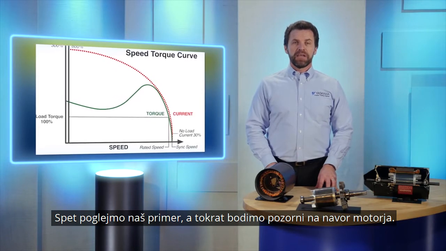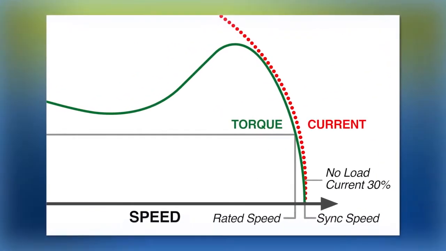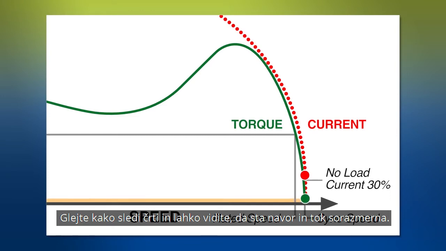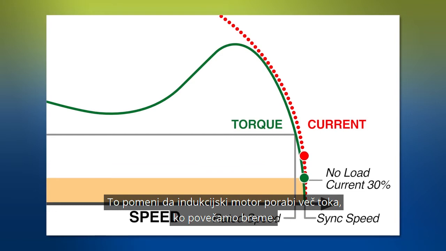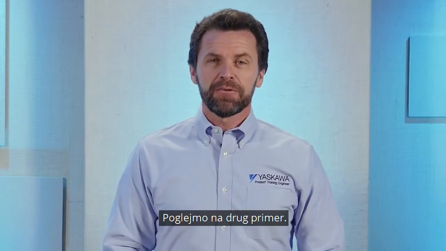Now, let's look at our example again, but this time, let's pay close attention to the motor torque. As the load is increased and the motor's speed decreases, the amount of torque produced by the motor increases. Watch it follow this line. You can see that torque and current are proportional. That means an induction motor draws more current as you increase the load. So, as the load increases, it increases the amount of current that the motor draws and, consequently, the amount of motor torque produced. Okay, let's look at another example.